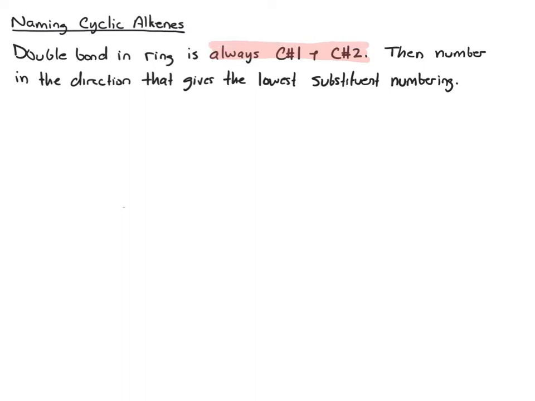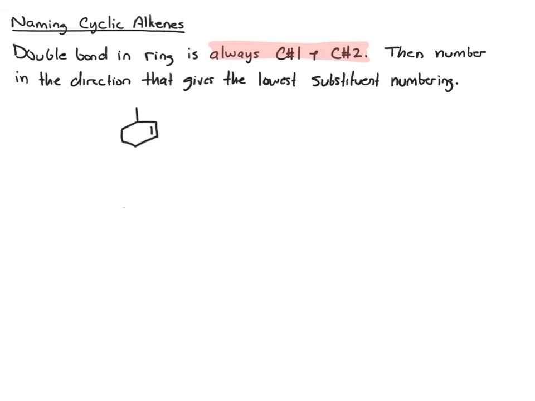If we have the alkene, it's going to be carbons 1 and 2. Once you've made the alkene 1 and 2, then you number in the direction that gives the lowest substituent numbering. So it's a little different than how we did with cycloalkanes, where we added up the numbers. So let's look at an example.